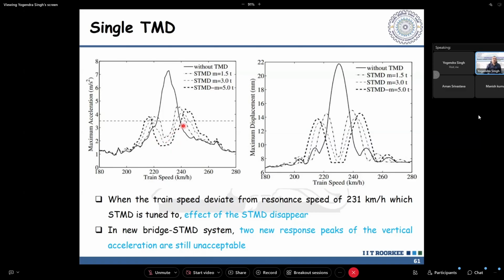But at the nearby frequencies, here you can see at these frequencies, the response has actually increased. Earlier it was lower, now it has increased, and it has exceeded the limit. So we need to do something for here. Same thing we see here in the displacement. So a similar effect will be there on the displacement as well.